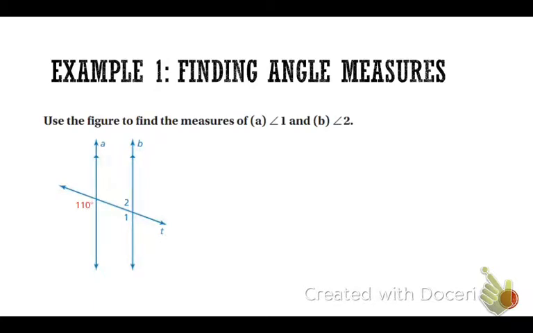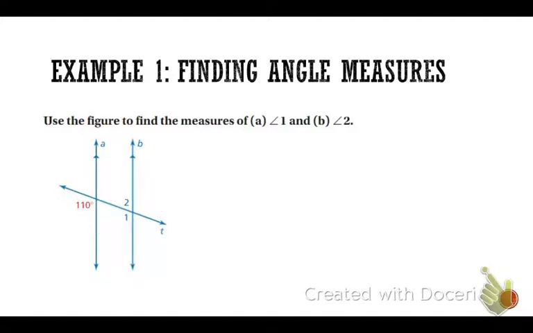All right, so in example 1, we're going to find the measures of angles 1 and 2 using one of those 3 types of relationships that we just learned. All right, so let's look at the information we're given here.